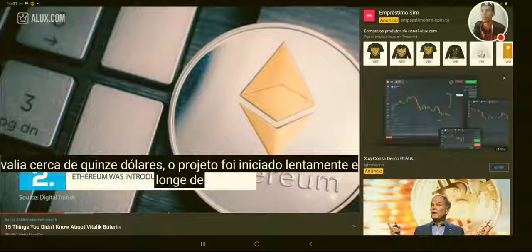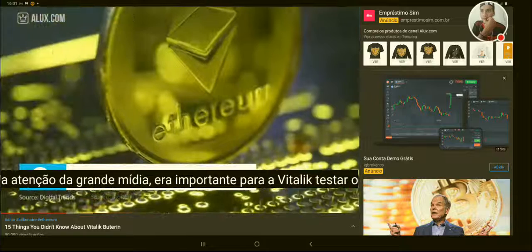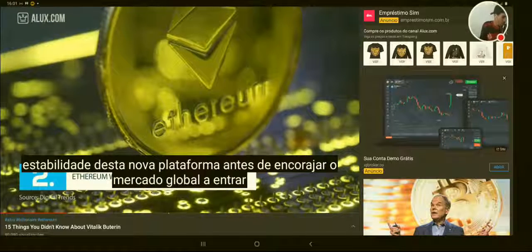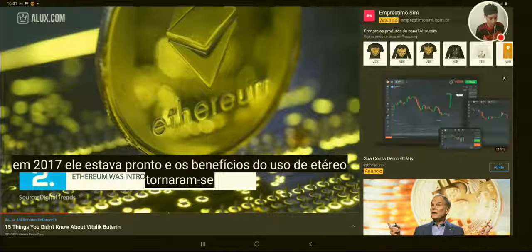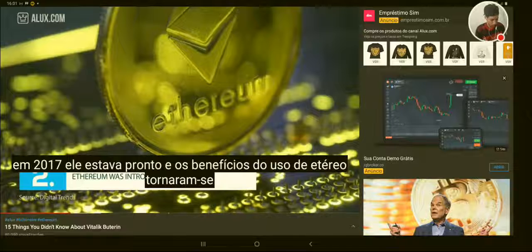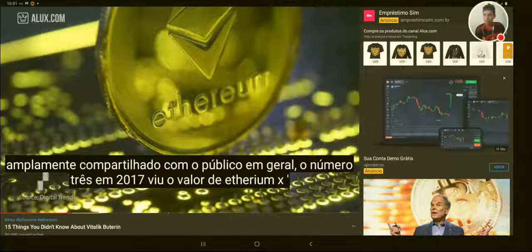The project was started slowly and away from the attention of mainstream media. It was important for Vitalik to test the stability of this new platform before encouraging the global market to get on board. By 2017, he was ready, and the benefits of using Ethereum became widely shared with the general public.